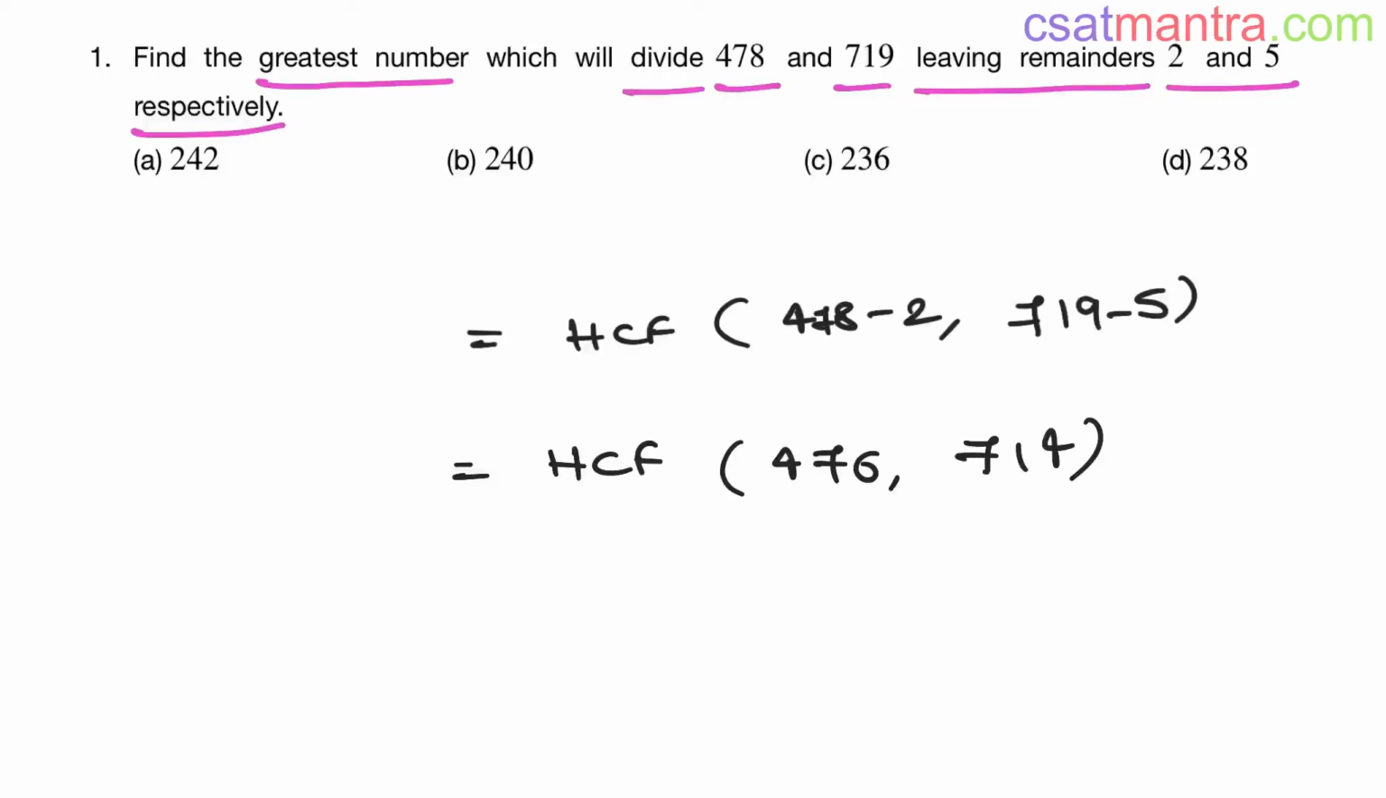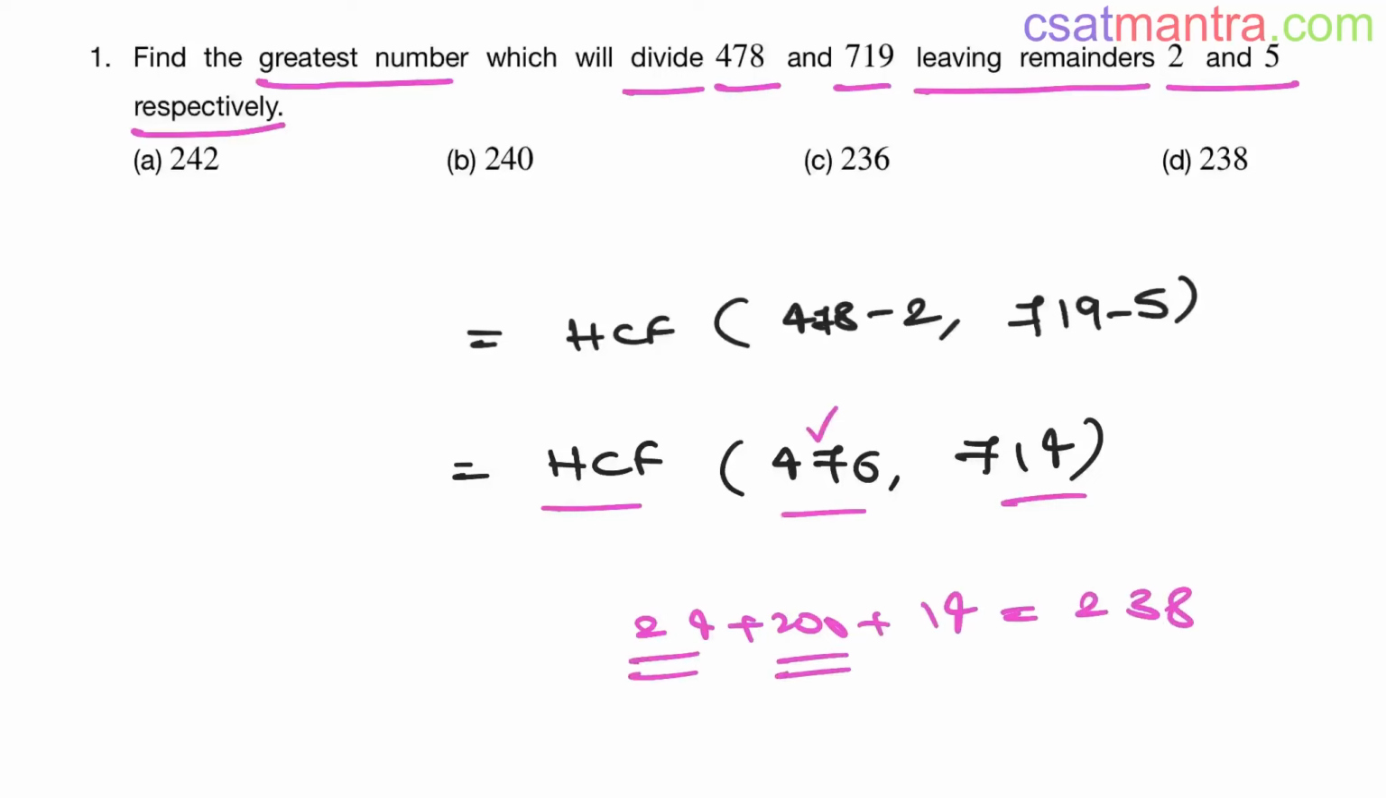Now let's employ the rule which we have learnt. The HCF of two numbers can never be greater than the difference of those two numbers. Okay, what is the difference? 24 plus 200 plus 14, that is 238. For 476 to become 500, we need to add 24, then 200 to become 700, and then 14. So total 238. This is a quick way of doing subtraction, otherwise you can do it your way.